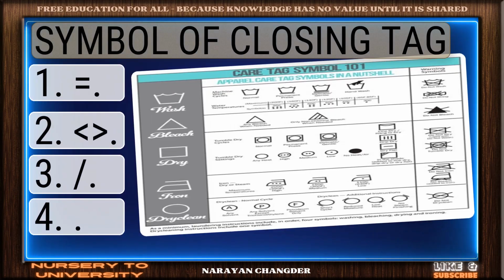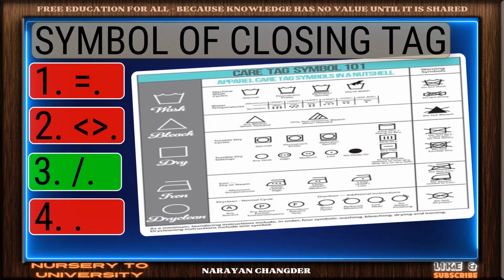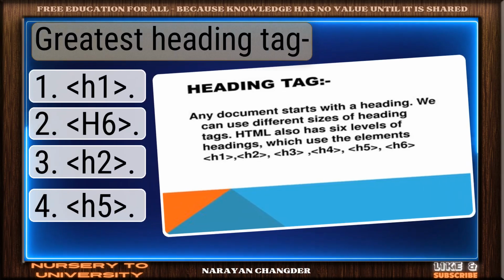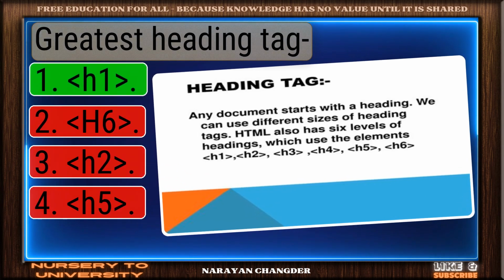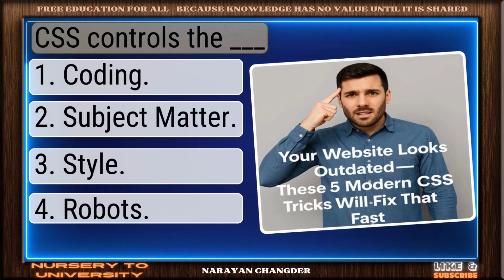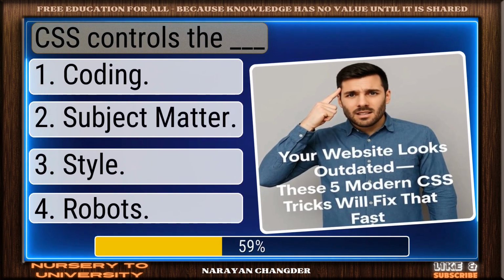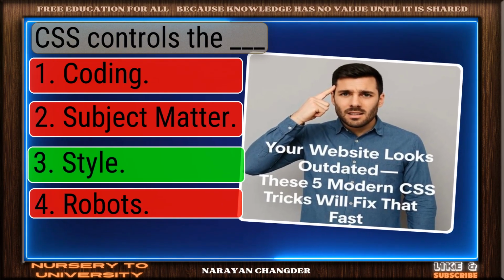Symbol of closing tag. On track. Slash is the correct answer. Greatest heading tag. Good thinking. H1 is the right answer. CSS controls the dash. You chose style, and it is correct.